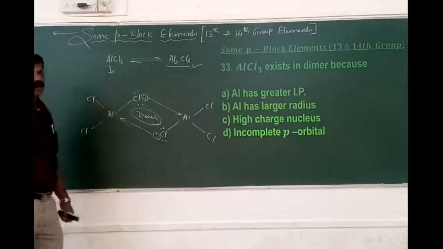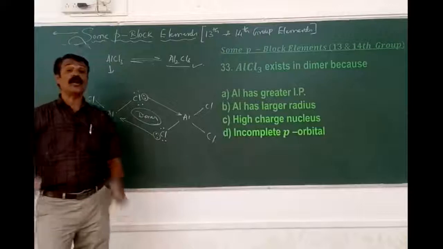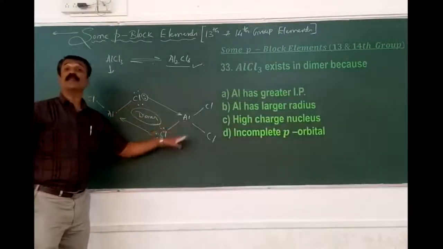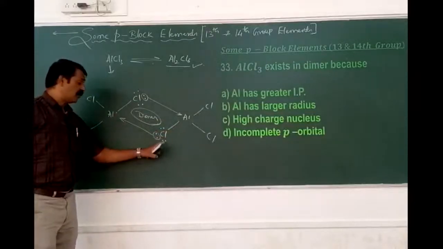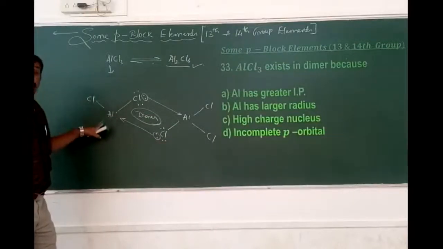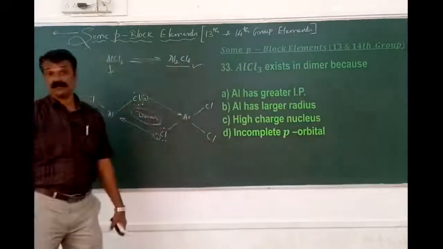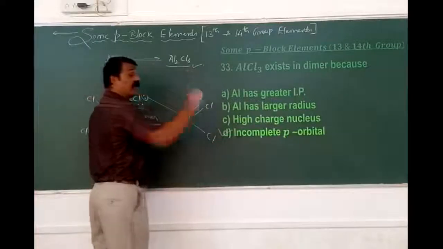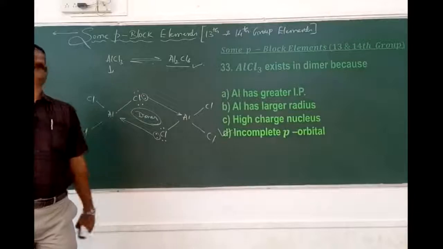It is not due to the hydrogen bonding, which we discussed in the case of diborane, but it is due to the formation of a coordinate bond between the chlorine of the first aluminium chloride and the aluminium of the second aluminium chloride molecule, and a coordinate bond between the chlorine of the second aluminium chloride and the aluminium of the first aluminium chloride molecule. Therefore, it exists in the form of the dimer. Aluminium chloride always does this due to the electron deficient center. Electron deficient center means it has an incomplete p orbital.